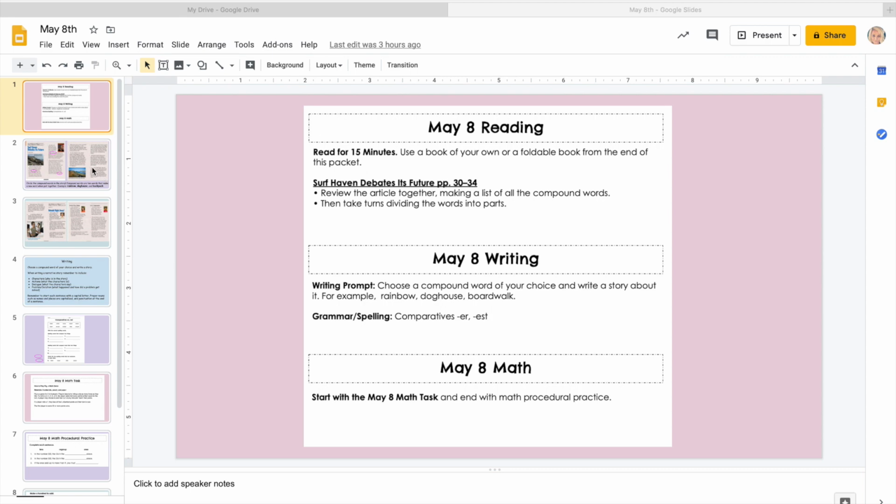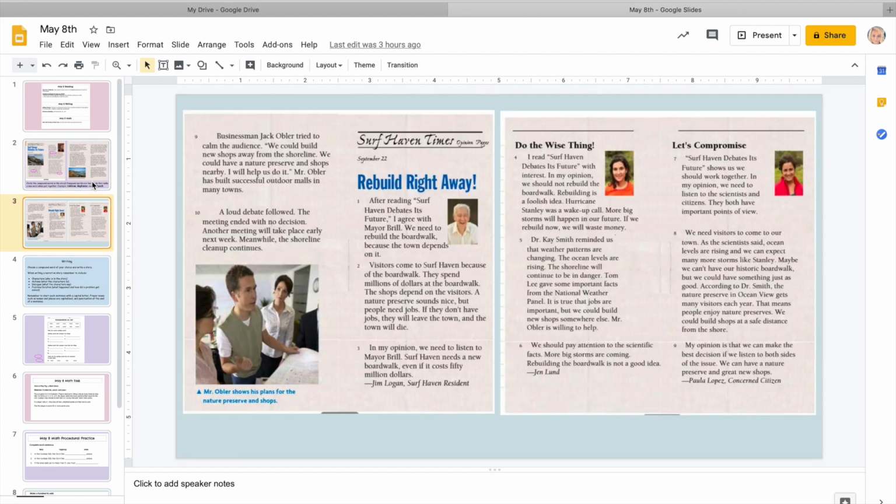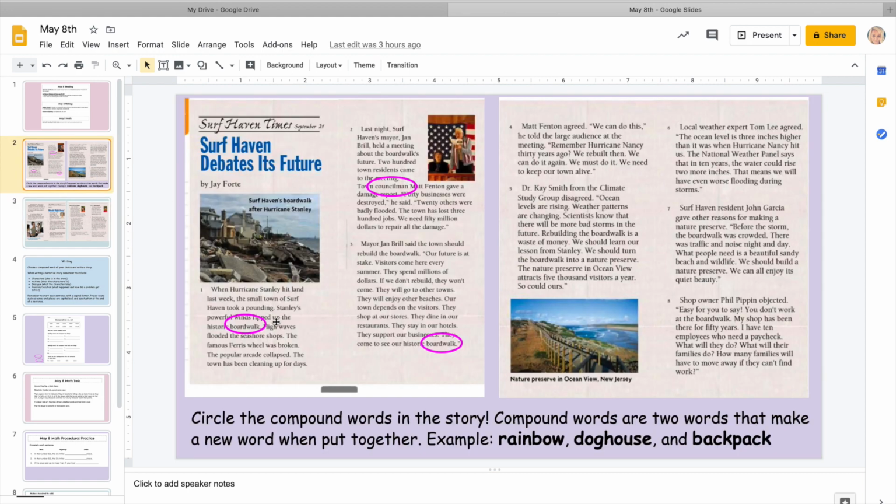The first thing we are going to do in the packet is reviewing the article. So here is the article that you have been going over the last 2 days, and it wants you to go through and circle compound words in the story. Remember, compound words are two words that make a new word when they are put together. And here's the examples from the last slide. So I gave you 3 examples.